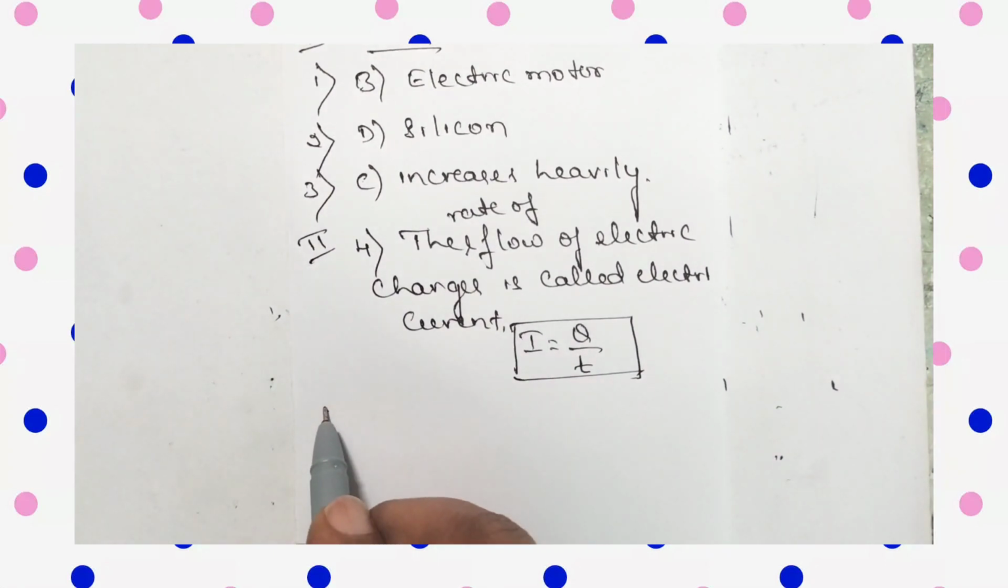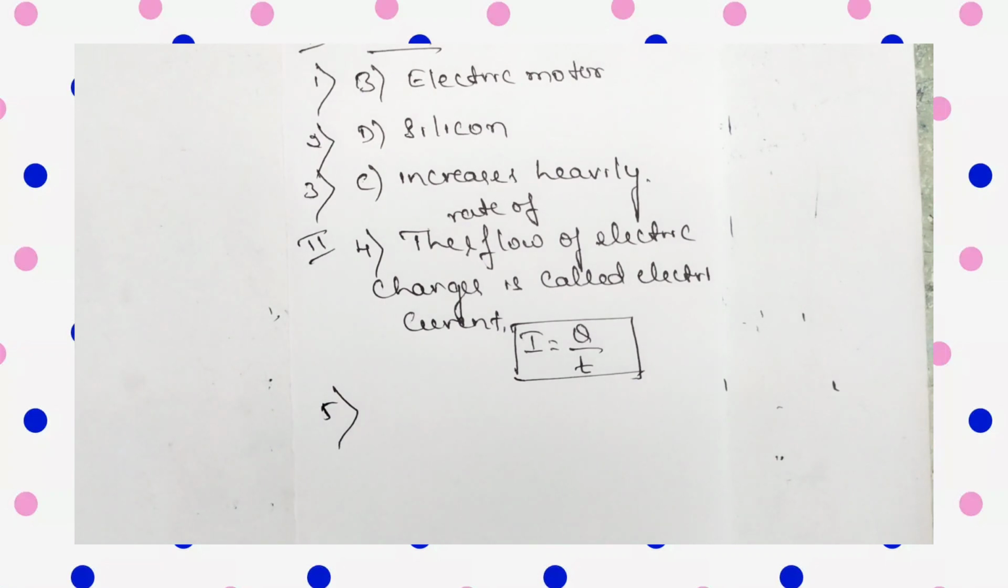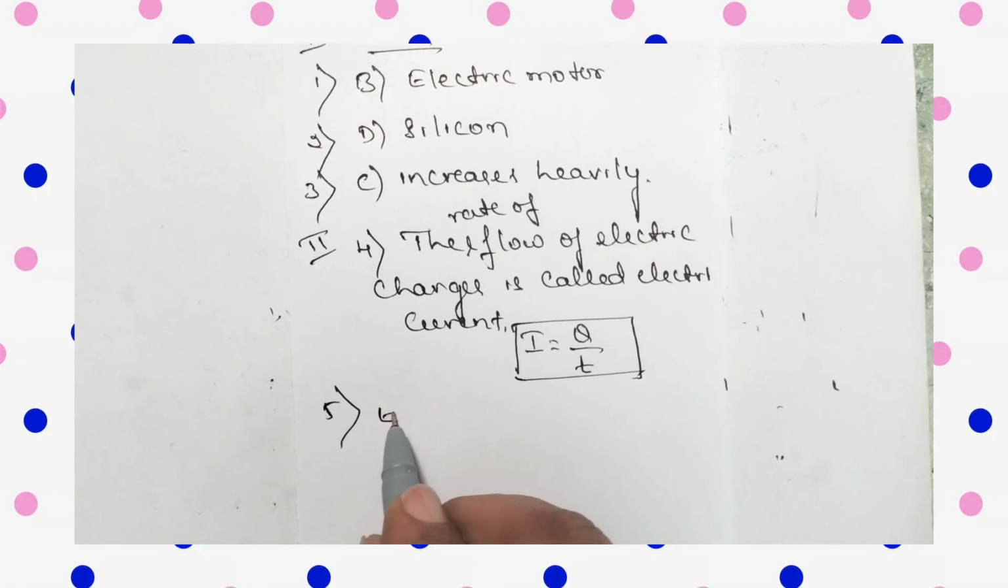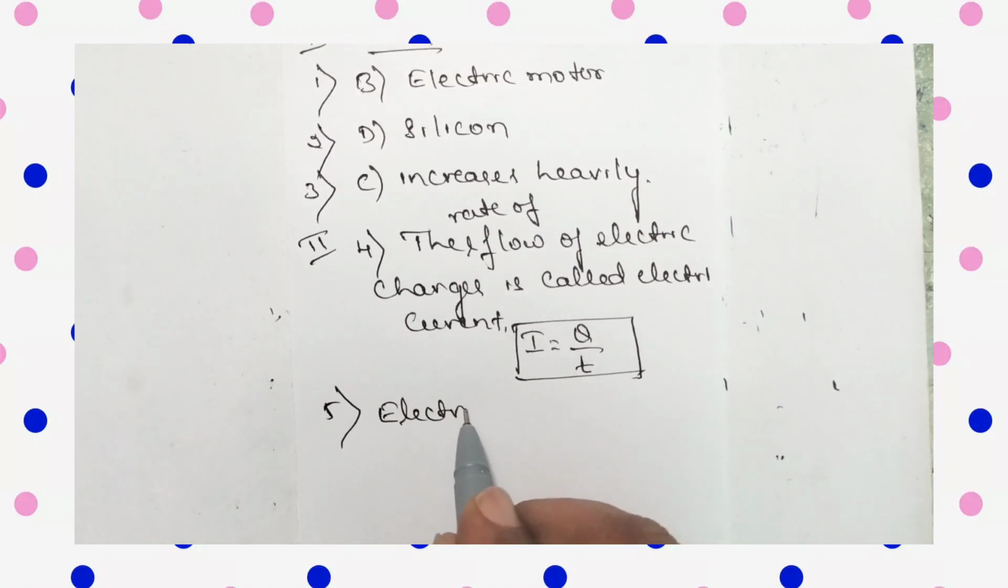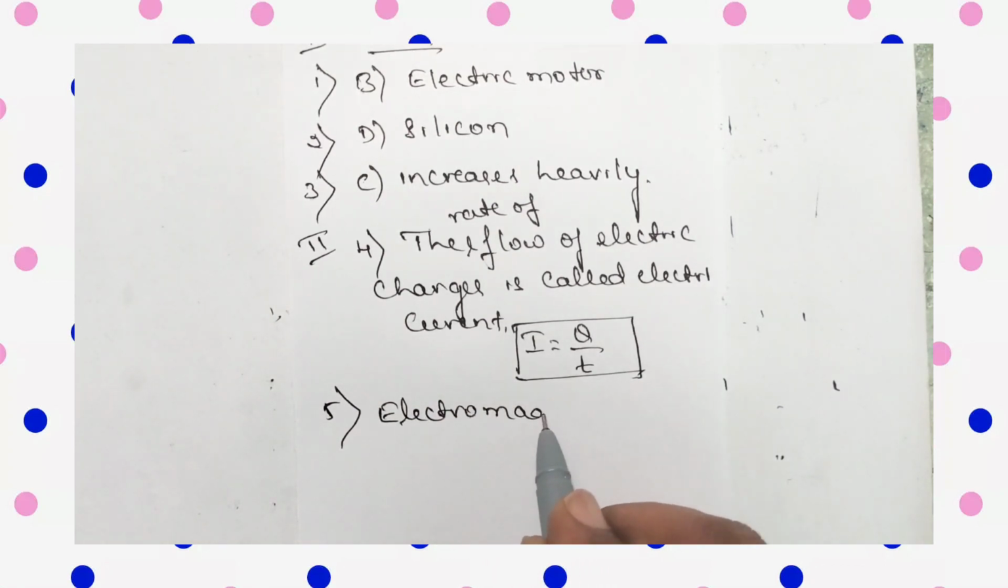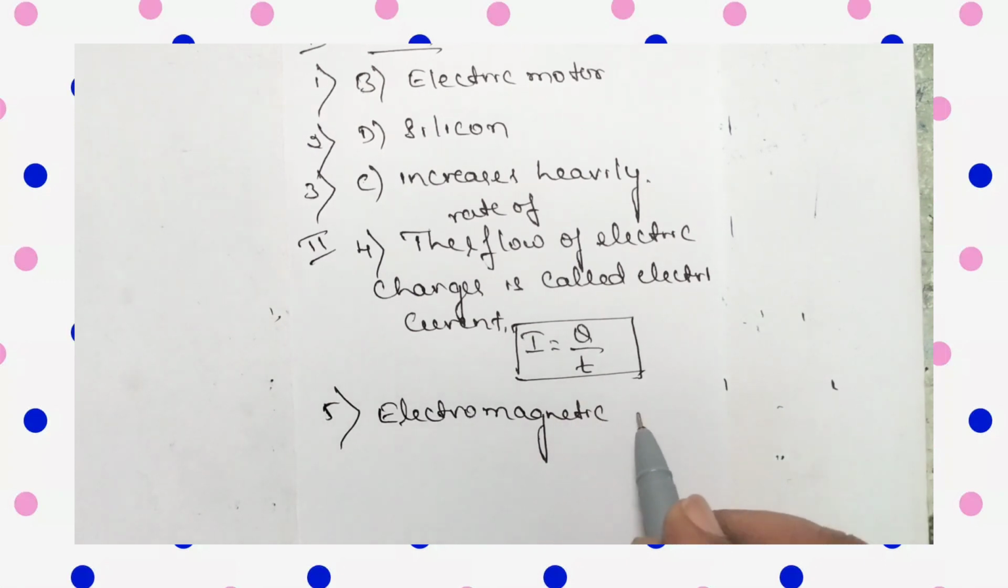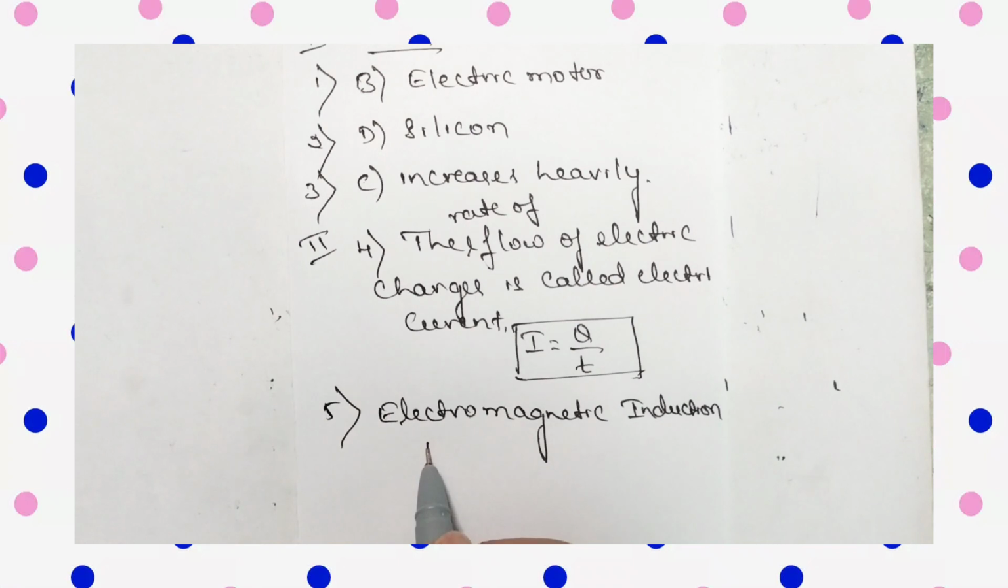Now let us move to the fifth question. A bar magnet is inserted into a coil and withdrawn as shown in the figure. Mention the principle found here. So the principle used here is electromagnetic induction, or simply we can call it EMI. That is electromagnetic induction.